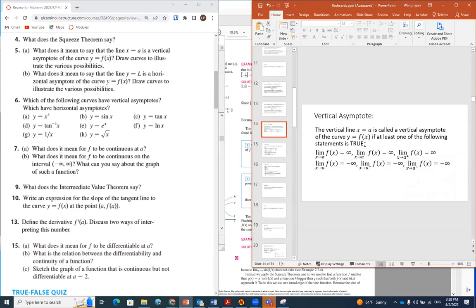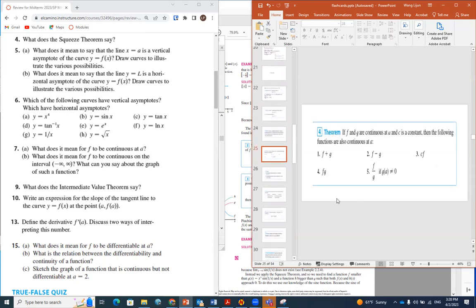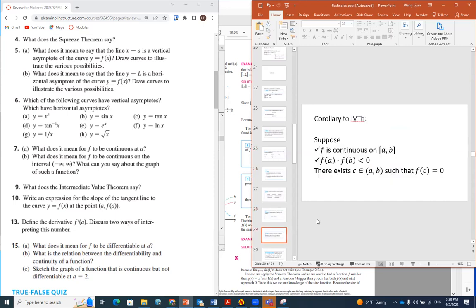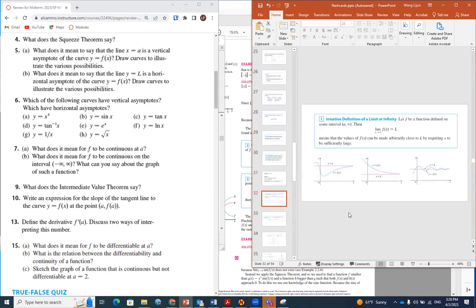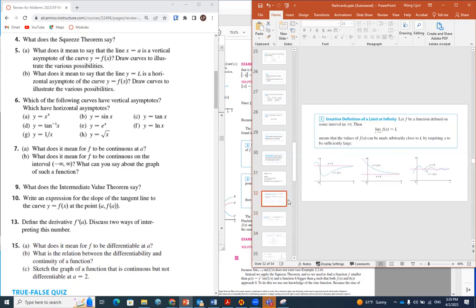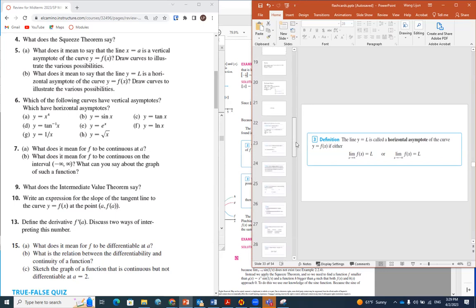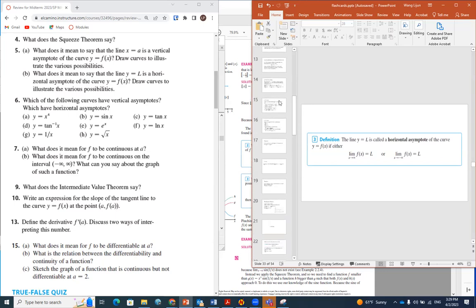So this is a vertical asymptote. You have vertical asymptote cards, and you have horizontal asymptote cards. Let's see, where is it? Limit at infinity. There, limit at infinity and horizontal asymptote. So you have vertical asymptote and horizontal asymptote, and you put these two cards together. Shuffle your cards, and put these two cards together.